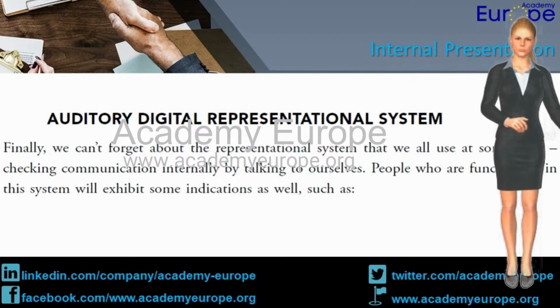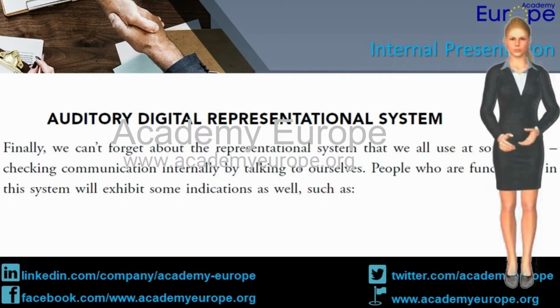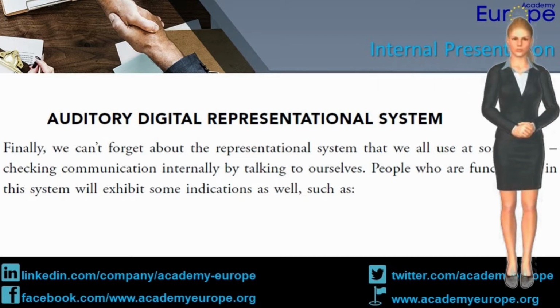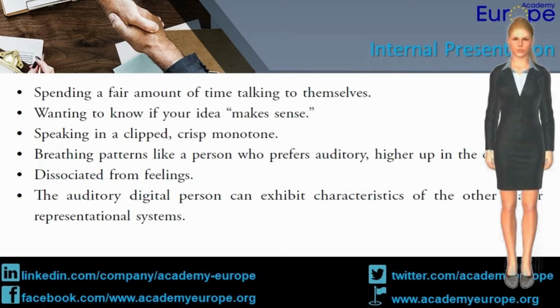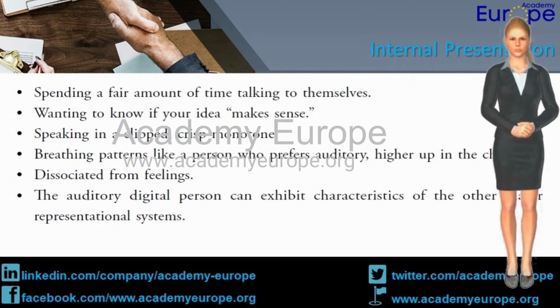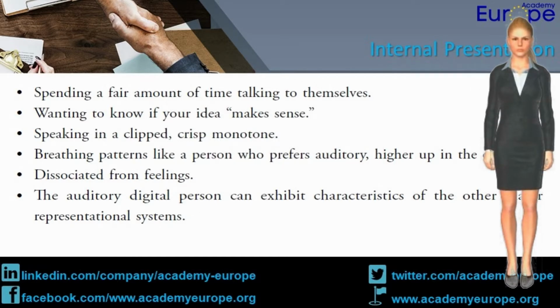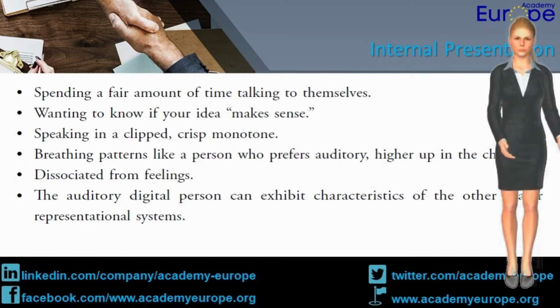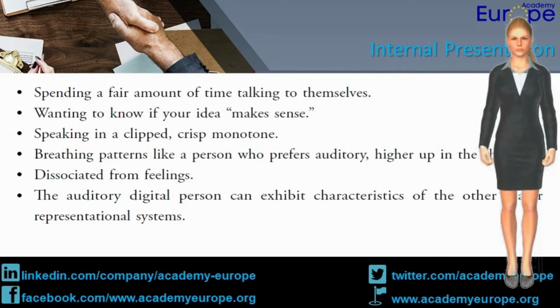Auditory digital representational system. Finally, we can't forget about the representational system that we all use at some time: checking communication internally by talking to ourselves. People who are functioning in this system will exhibit some indications as well, such as spending a fair amount of time talking to themselves, wanting to know if your idea makes sense, speaking in a clipped, crisp monotone, and breathing patterns like a person who prefers auditory, higher up in the chest. They are dissociated from feelings. The auditory digital person can exhibit characteristics of the other major representational systems.